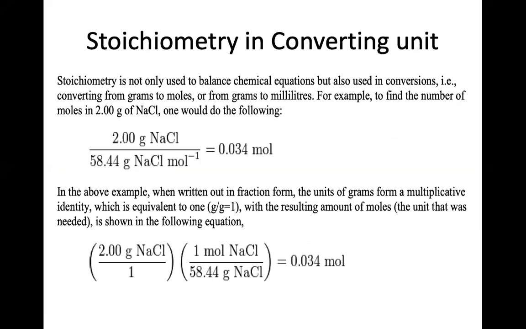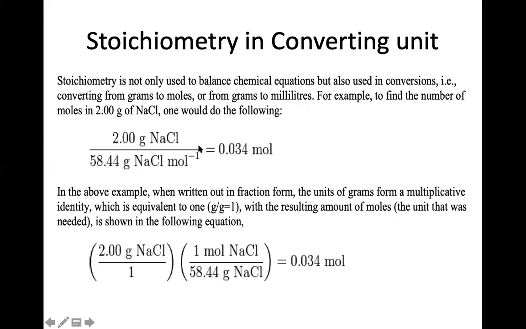Stoichiometry is very important for estimating the amount of reactants to produce a certain amount of product in chemical processes. So stoichiometry is not only used to balance chemical reaction equations, but also used in conversion. Converting from grams to moles or from grams to milliliters is possible. For example, to find the number of moles in 2 grams of sodium chloride, one would do the following.